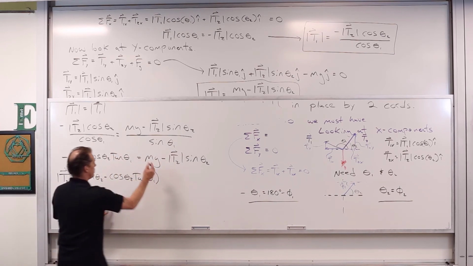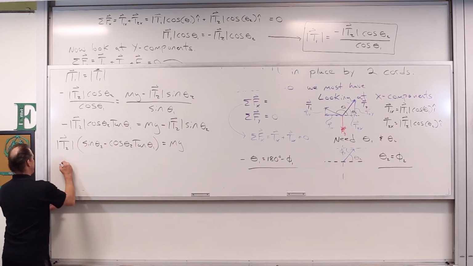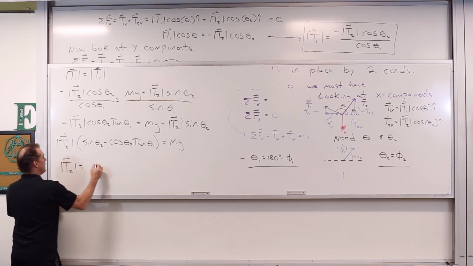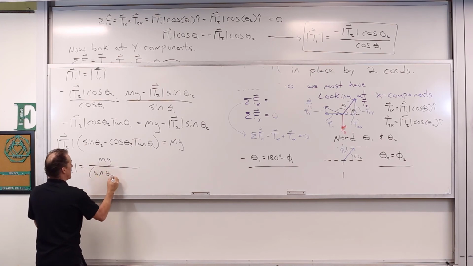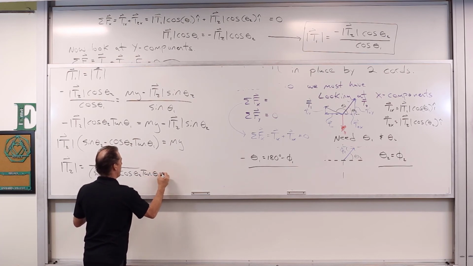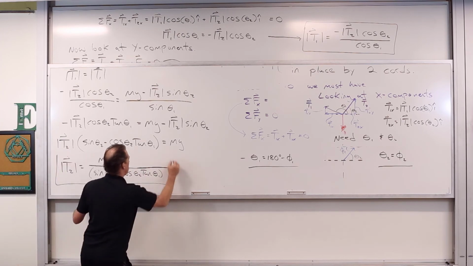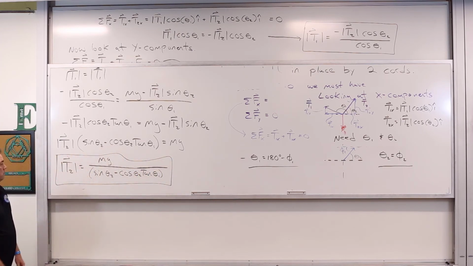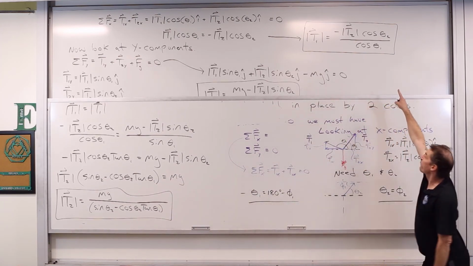There it is. What's that equal to? It's equal to mg, which then says that the magnitude of T2 is merely mg divided by this quantity here, which is the sine of theta 2 minus the cosine of theta 2 times the tangent of theta 1. If we know what the angles are and we know what the mass is, boom, we can figure out what T2 is. If we know what T2 is, we can solve that out for T1.